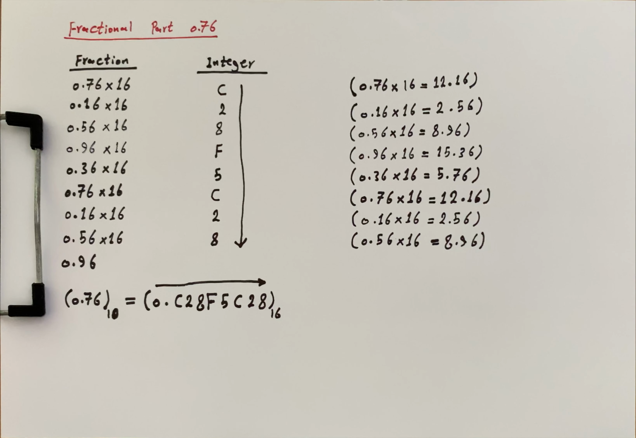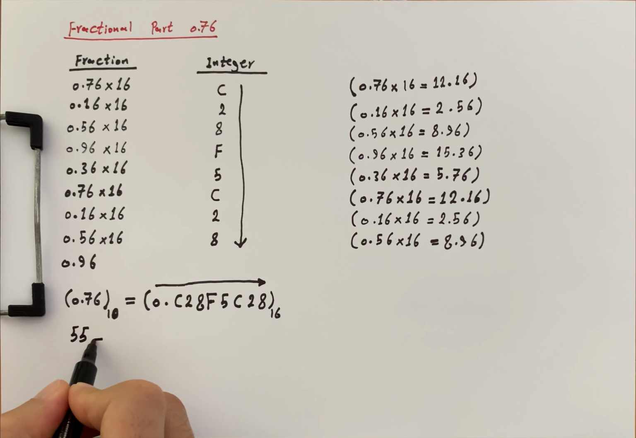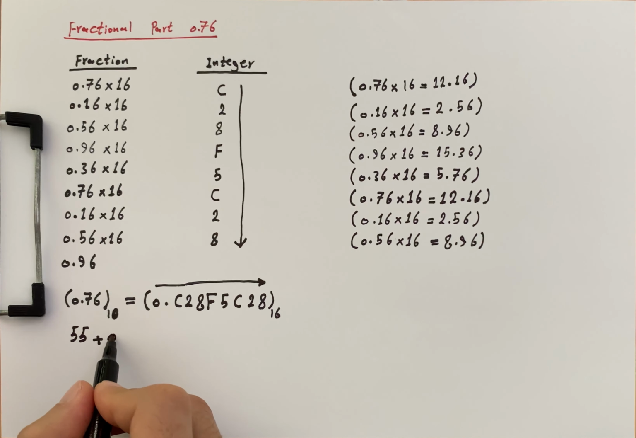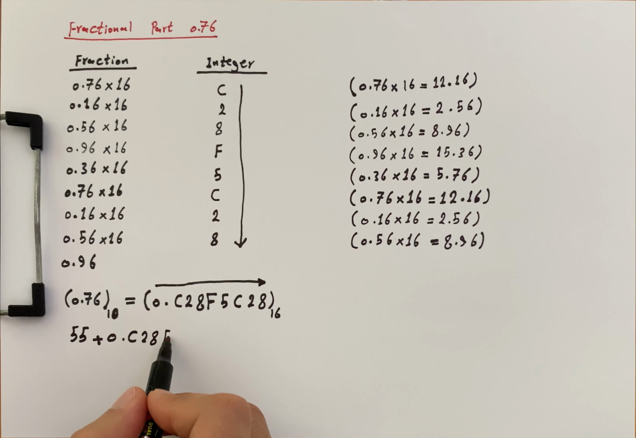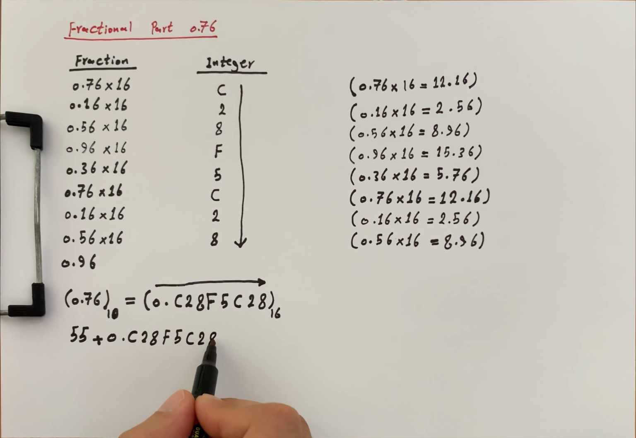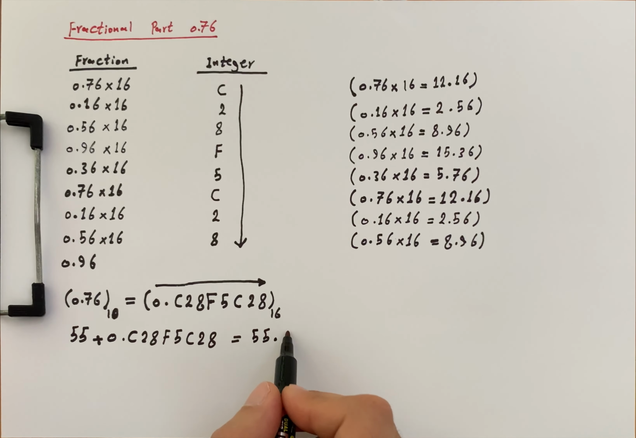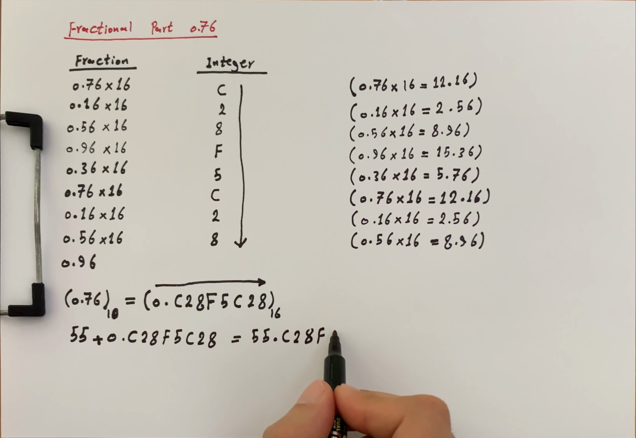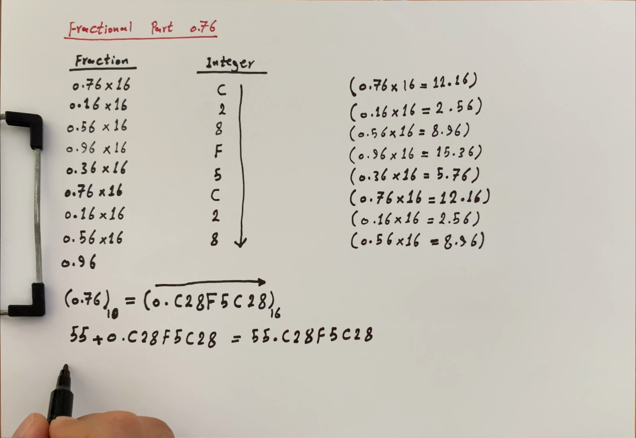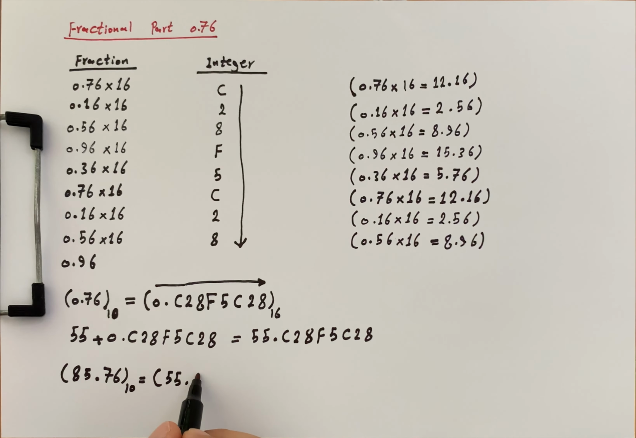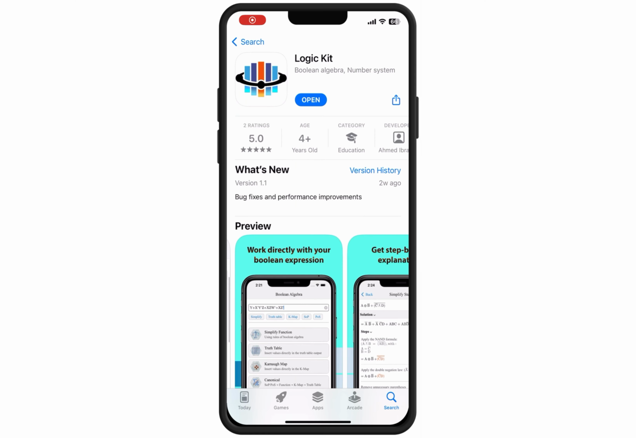Now we add the two converted parts together. The converted integer part was 55 plus the converted fractional part, which is 0.C28F5C28. And this is equal to 55.C28F5C28. So the number 85.76 in decimal is equal to 55.C28F5C28 in hexadecimal.